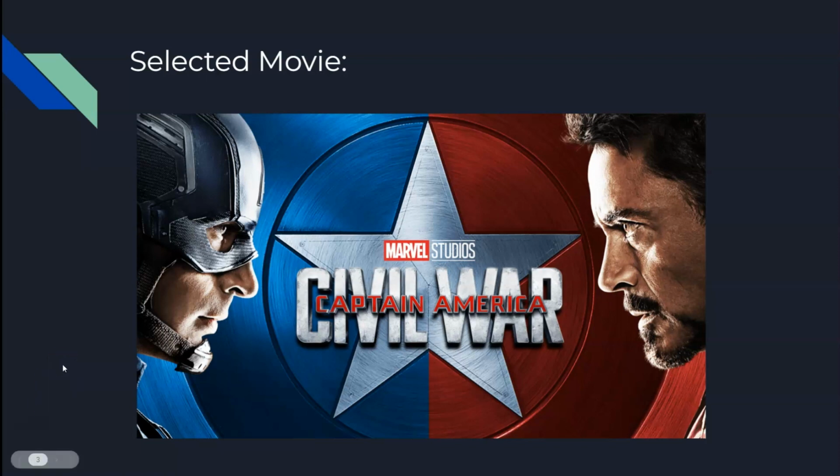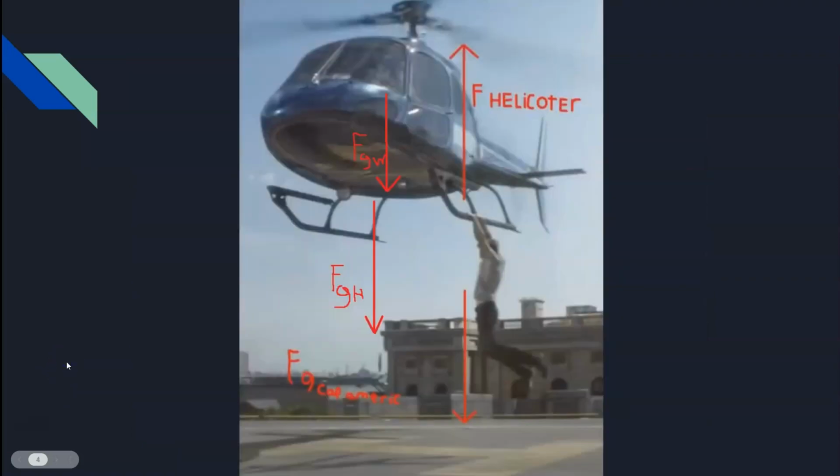And what we learned in this class, the first step that you need to do is draw a picture. In this picture, I have 4 very basic forces, which are the force of the engine causing the helicopter to go up, the force of the gravity of the helicopter coming down, the force of the Winter Soldier, the man inside of the helicopter, also weighing the helicopter down, and then the force of gravity of Captain America weighing down the helicopter as well.